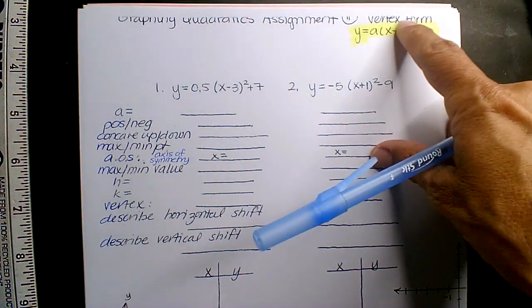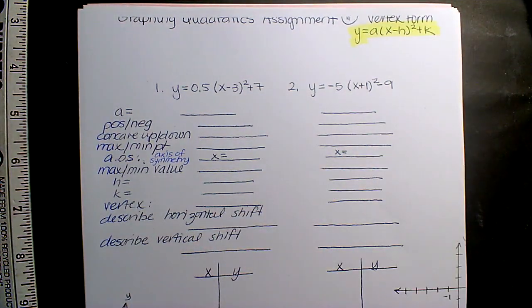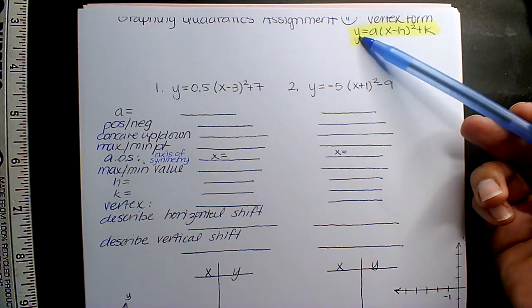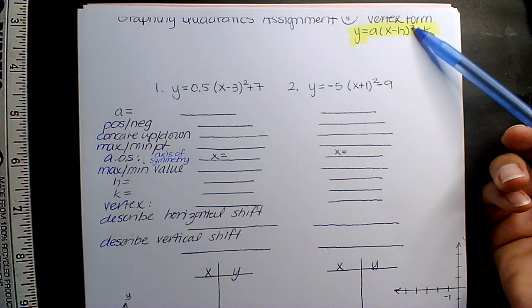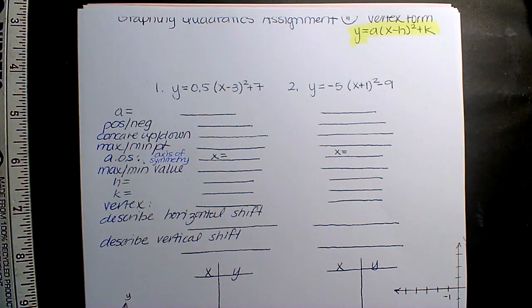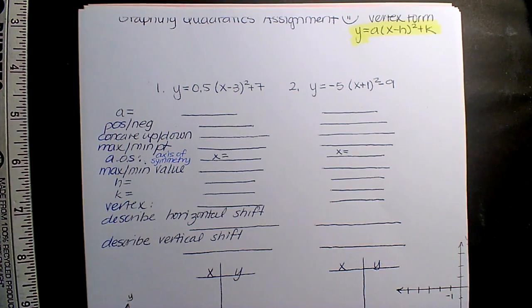Okay, this is vertex form. It got cut off by the copy machine. So vertex form, y equals a, quantity x minus h squared plus k. Yeah, you guys remember that? Okay, your vertex is (h, k), right? So yeah, we're just gonna go through that.